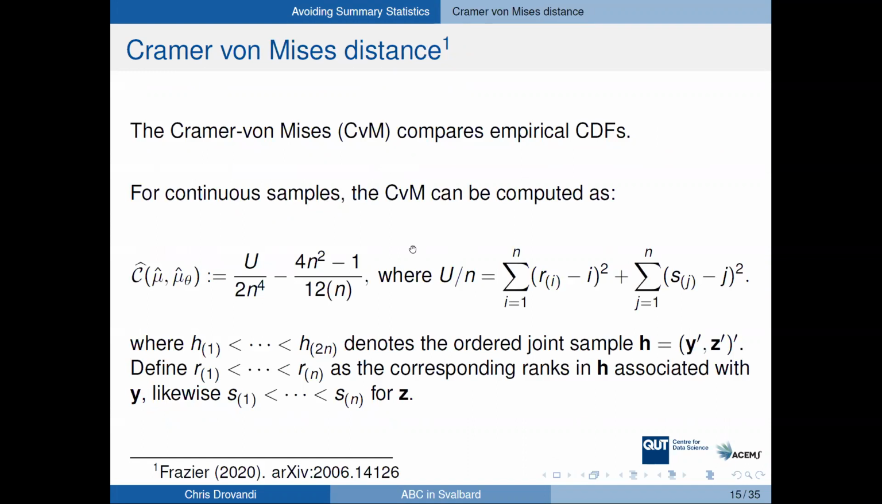The next one is the Cramer von Mises distance. The idea with this particular distance is that you compare the empirical CDFs. What you do is take your observed data and your simulated data, and order them to create this vector of observations. Then you look at the ranks within that vector for the observed data, and also for the simulated data, and then you can compute this Cramer von Mises statistic using this formula here.